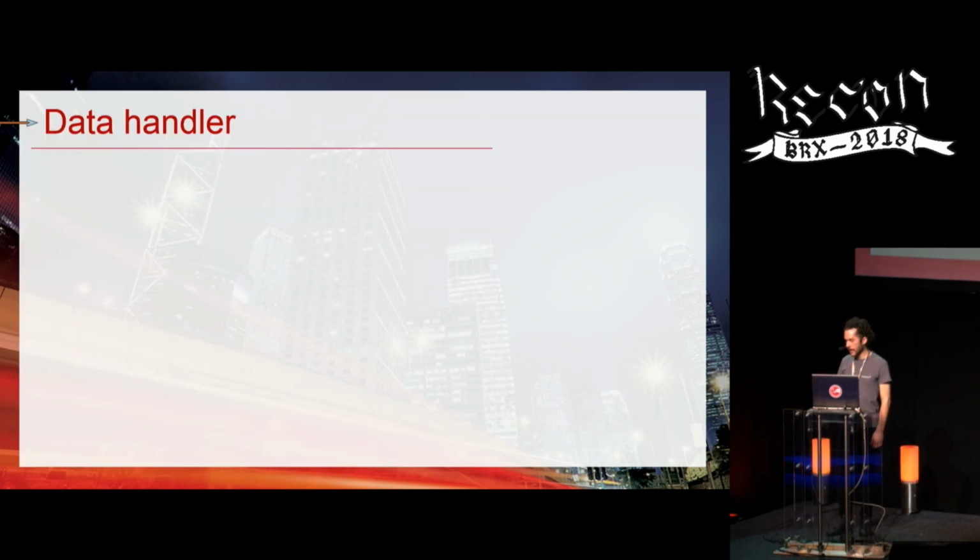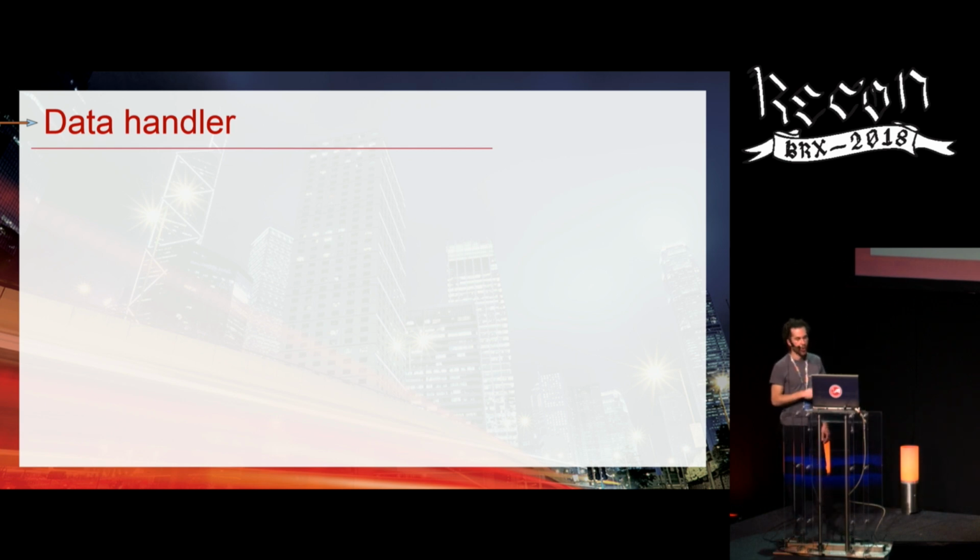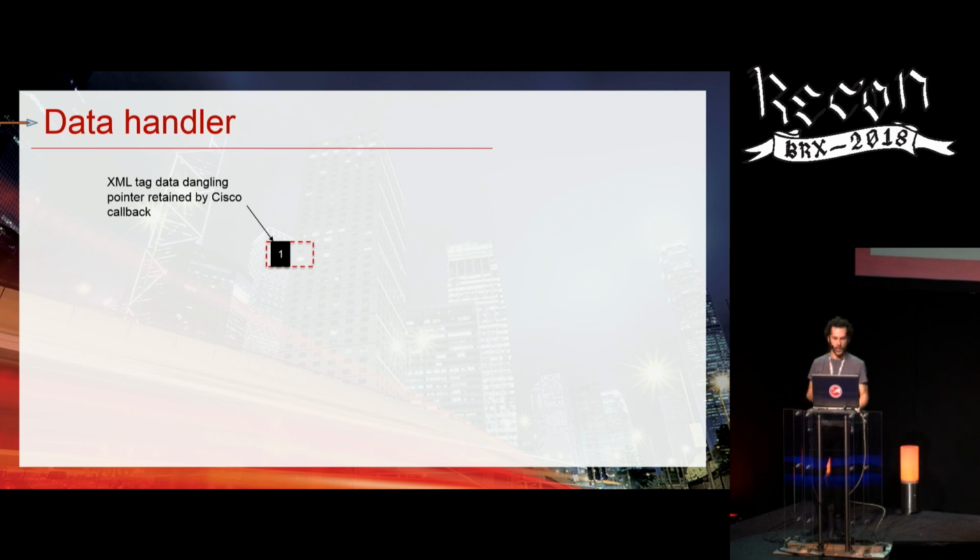So I have just one slide, if you didn't manage to follow the code, that explains from a high-level point of view how this works. Basically, we send the XML packet, the first one. It allocates a 2,000 byte chunk. It's going to copy data in the chunk. Then the chunk is freed. But there is still a dangling pointer retained by the Cisco callback. But the data in that chunk is free, in red. I'm just using red to indicate it's free.